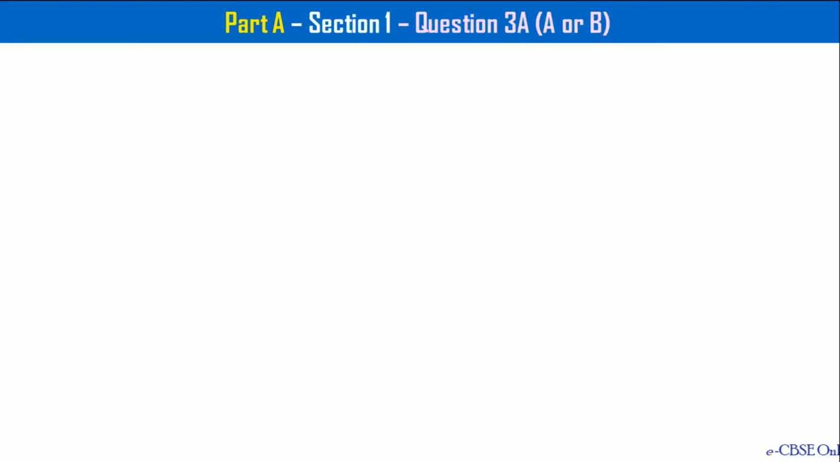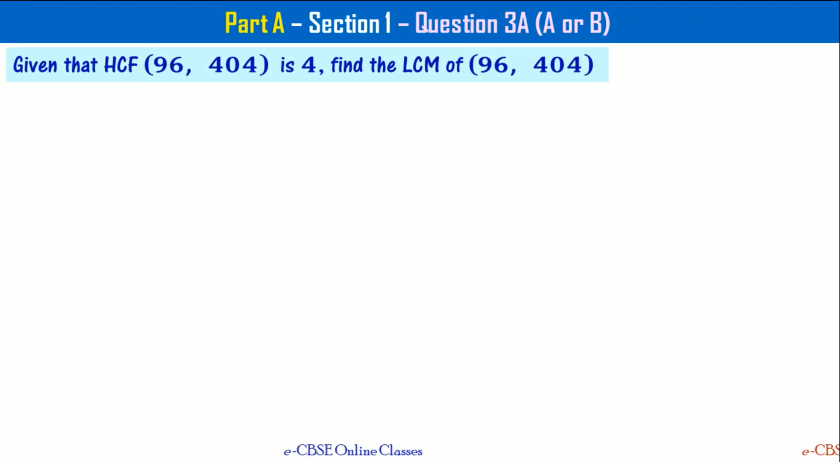Let's take a look at question number 3. As I said earlier, it has got internal choice. So you can choose to write choice A or choice B. I'm going to solve both the questions. Choice A of question number 3 is the following. Given that HCF of 96 and 404 is 4, find the LCM of those numbers.